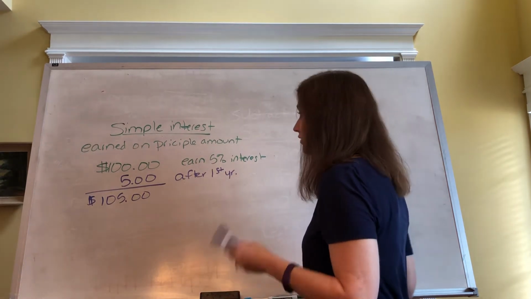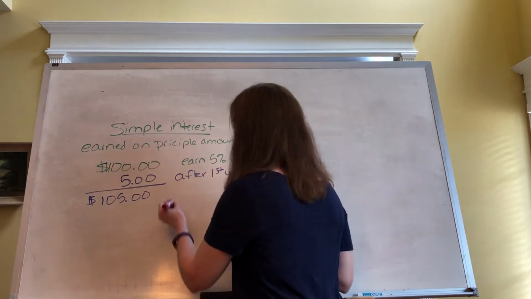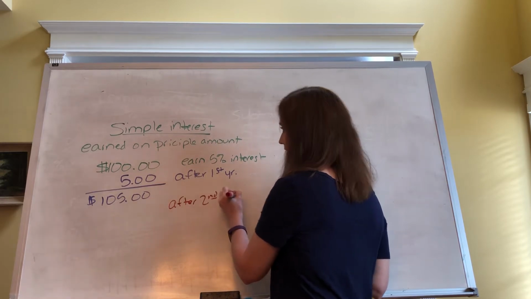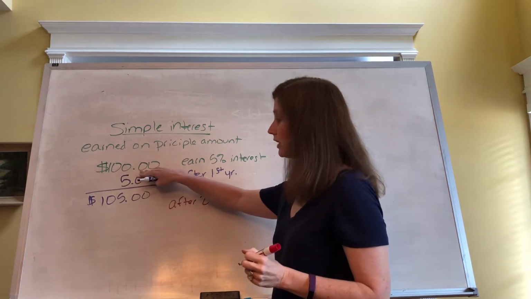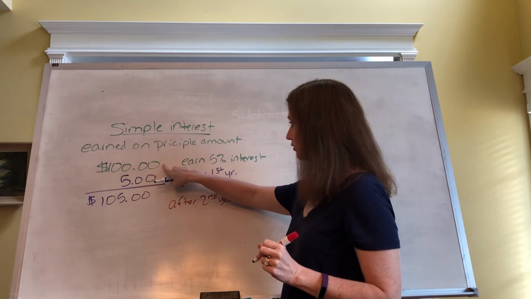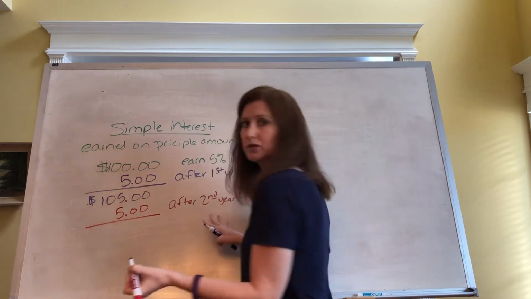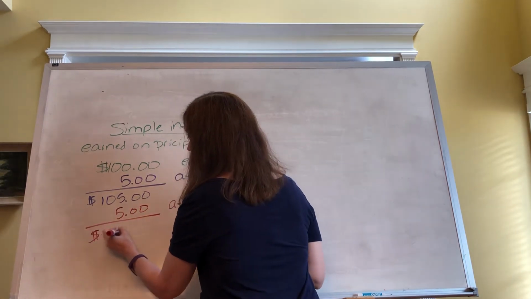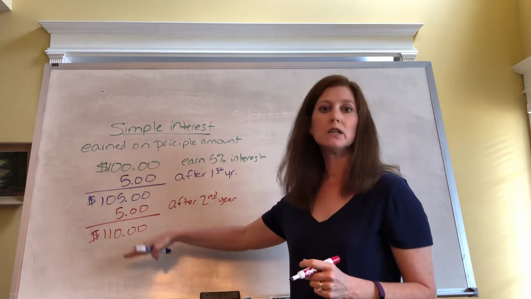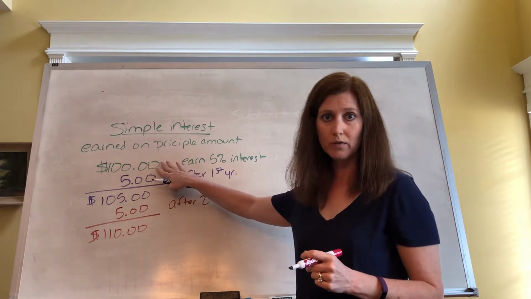So another year goes by, I don't do anything to that money, and it's still sitting there. And so now, after the second year, I earn another $5 because 100 is the principal amount. Even though I have $105 in there, this is my principal amount. So after second year, we earn another $5, and so now we have $110 in the bank. And so that's how it would keep going each year. It'd be then 115, 120. So like I said, it only earns on that principal amount.